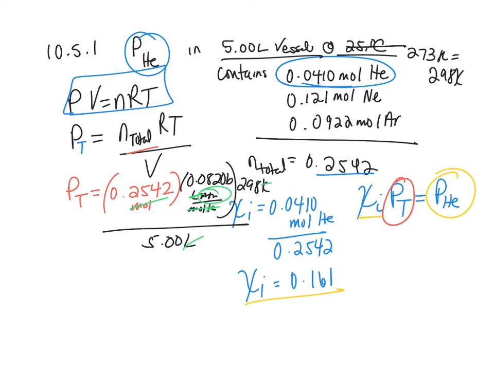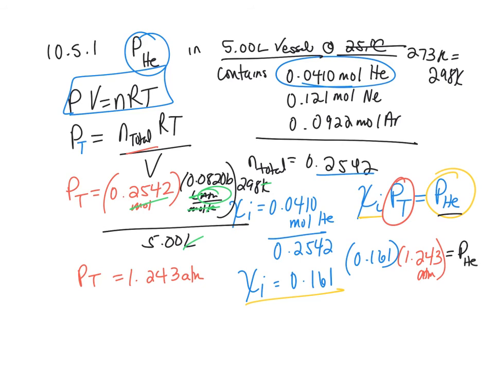We're left with atmosphere, and so the total pressure, did you get 1.243 atmospheres? And now we can solve. We can say, okay, we have 0.161, and that's dimensionless, there's no units, times 1.243 atmospheres, and that will equal what we were looking for, the partial pressure of helium.